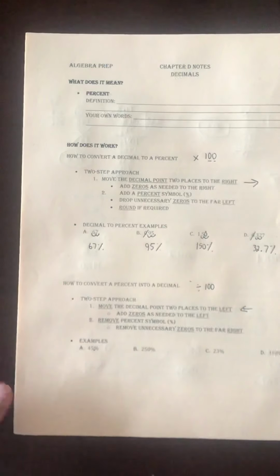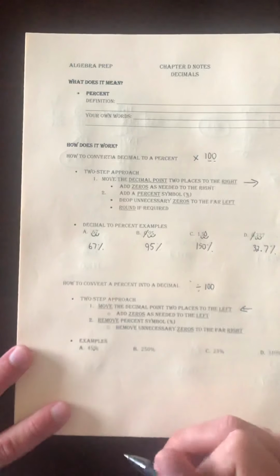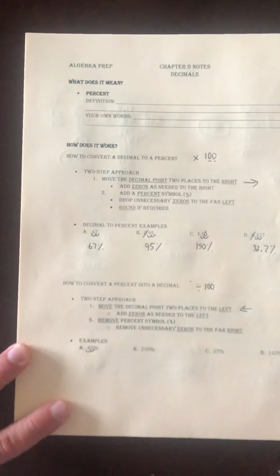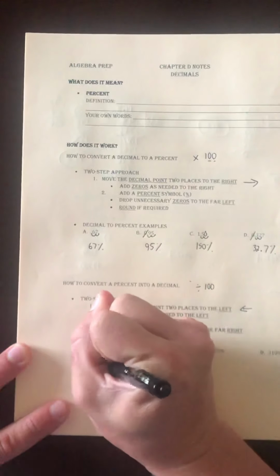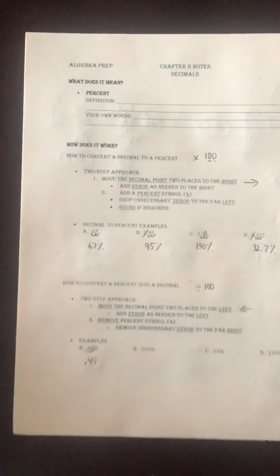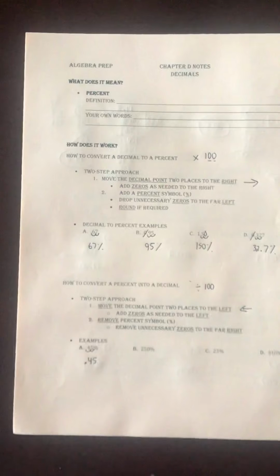So first thing I need to do is move it 2 spots to the left. So I'm going to move that 1, 2. So I should end up with 0.45 or 45 hundredths if we wanted to say it that way. I get rid of my percent symbol. No unnecessary zeros to the far right. So that is my final answer.